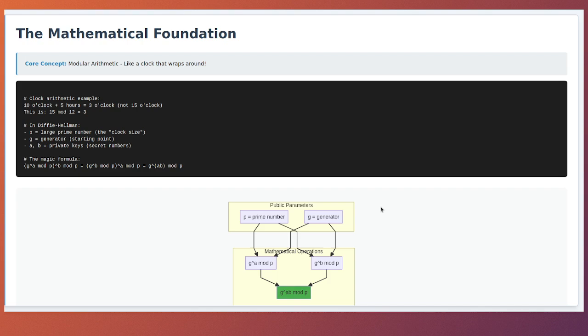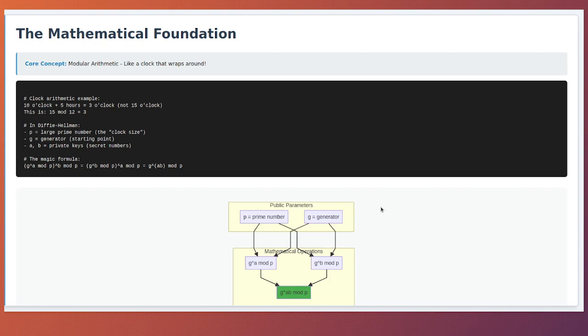The algorithm uses 3 public values that everyone can know. First, there's a prime number p. Think of this as the size of our clock. Instead of 12 hours, we might use a huge prime number with hundreds of digits. Second, there's a generator g. This is like our starting position on the clock. These two numbers together are like the public yellow paint in our analogy.